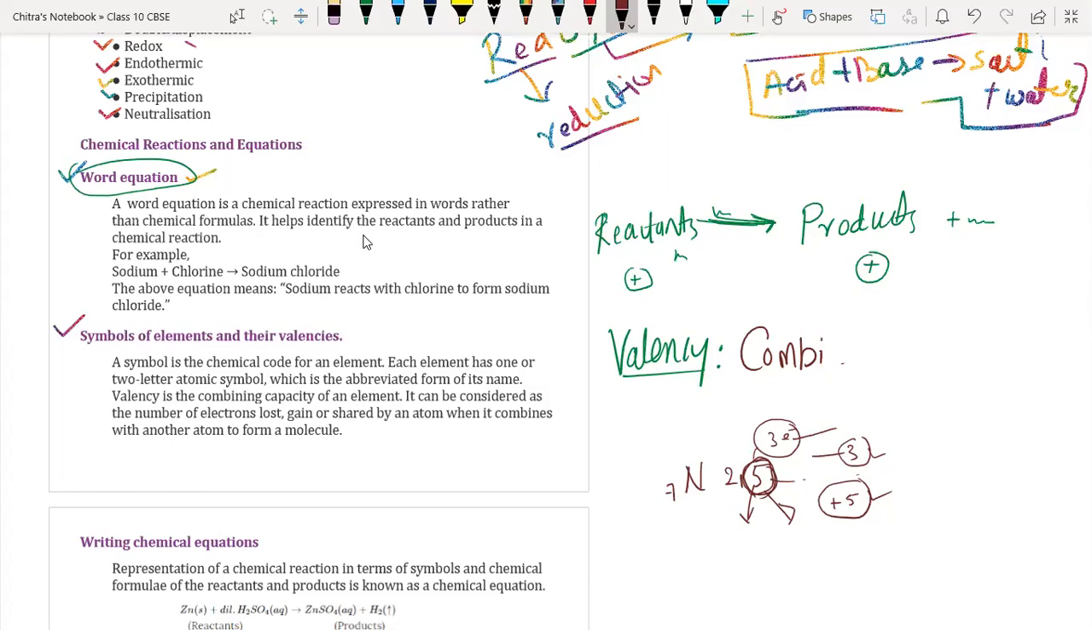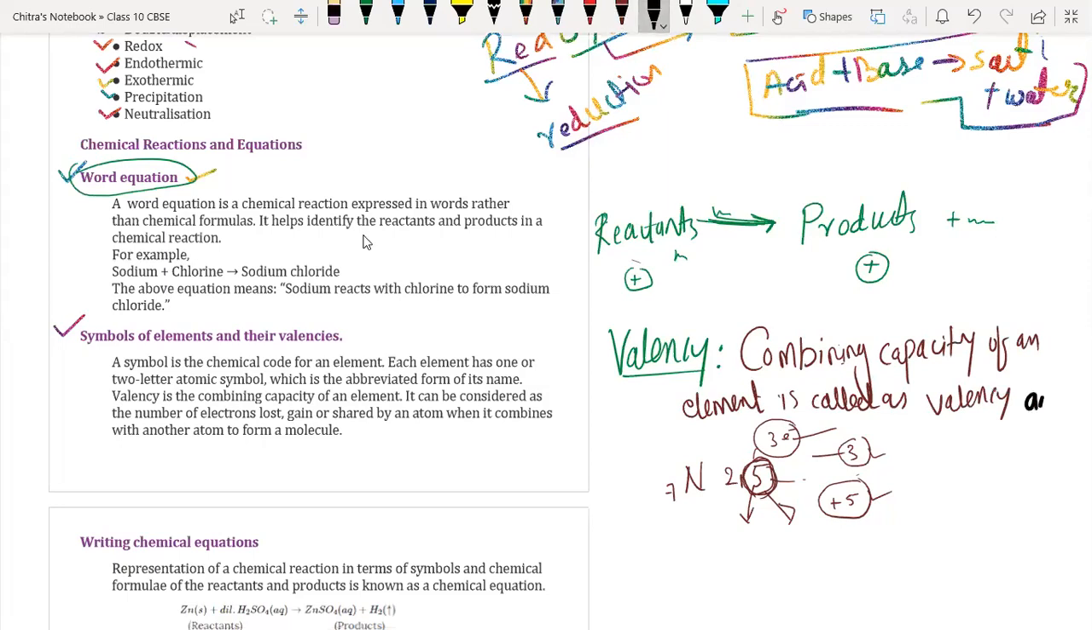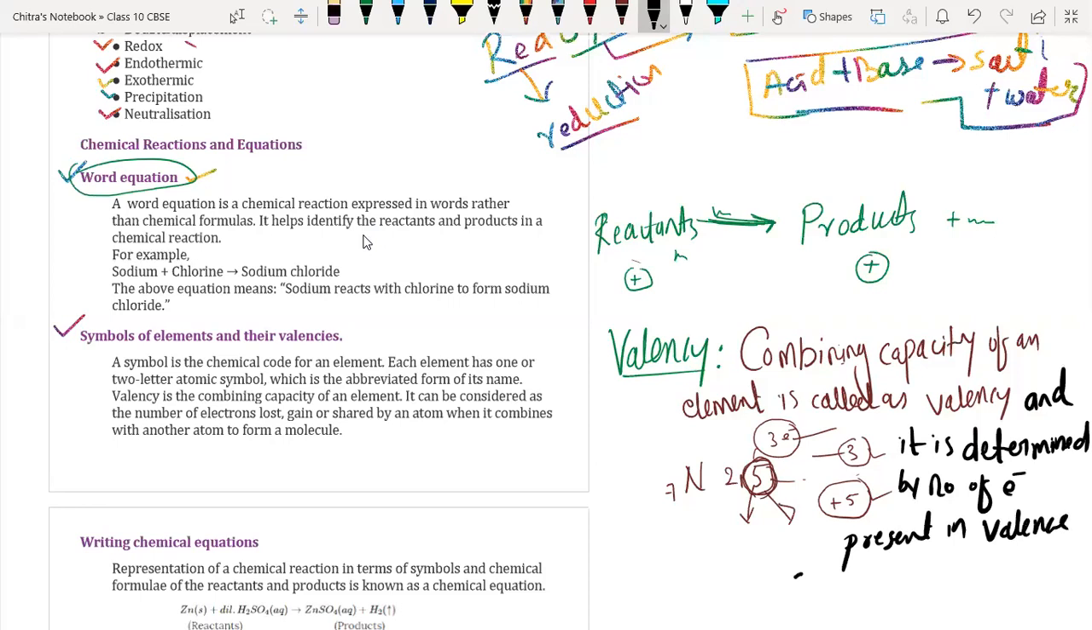How many electrons are present in their outermost shell, that only helps to determine the valency of an atom or element. So I'm going to write the valency's definition. The combining capacity of an element is called valency, and it is determined by the number of electrons present in the valence shell of an atom.